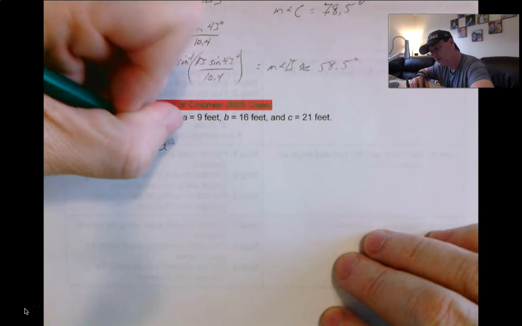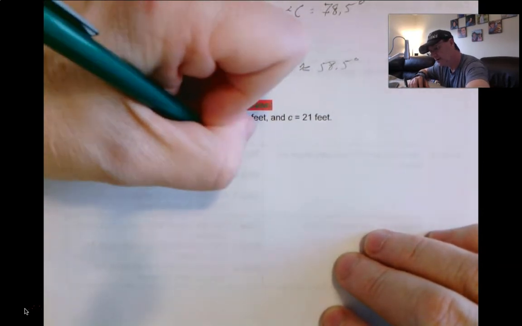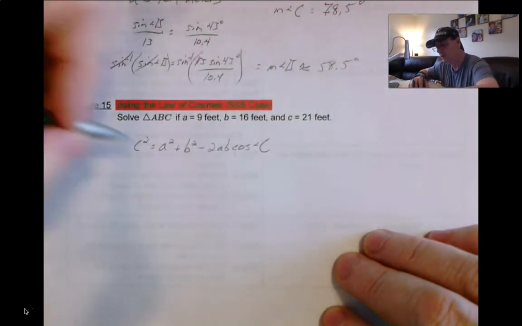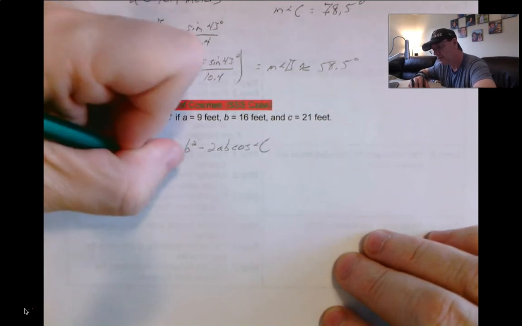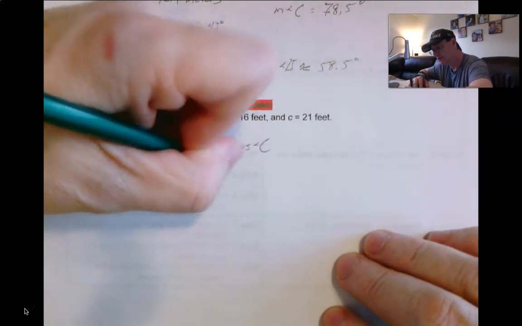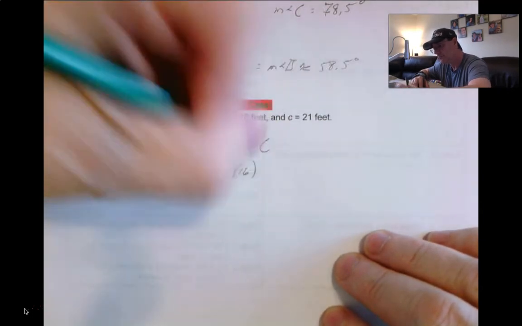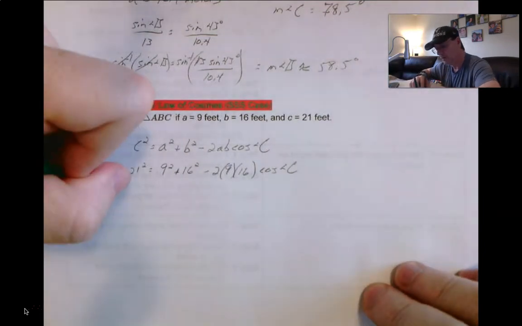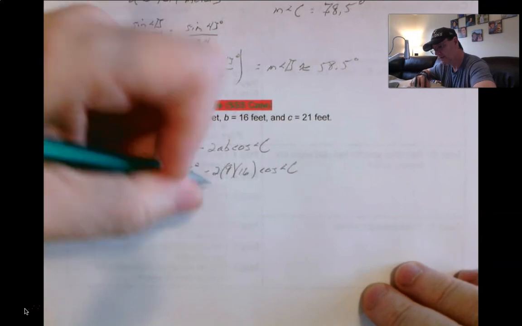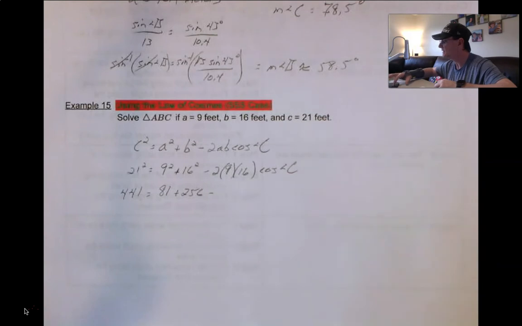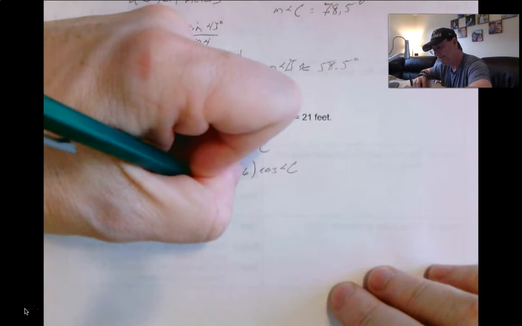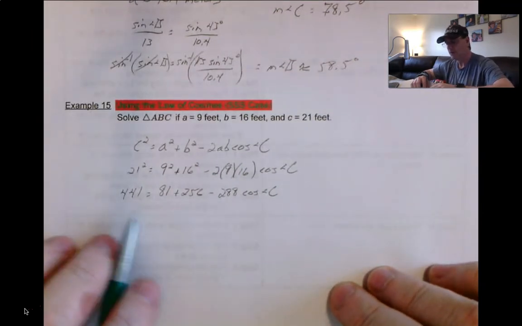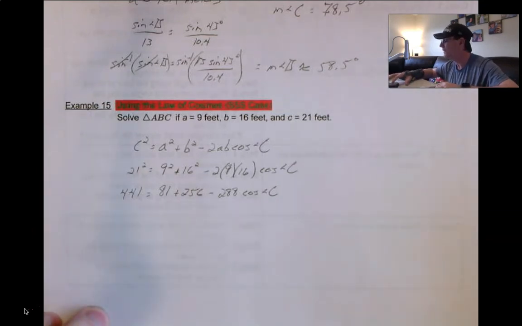c squared equals a squared plus b squared minus 2ab cosine angle C. 21 squared equals 9 squared plus 16 squared minus 2 times 9 times 16 cosine angle C. 21 squared, 441, equals 81 plus 256 minus 18 times 16, 288, cosine angle C. Again, don't combine these two. It's 441 minus 81 minus 256.